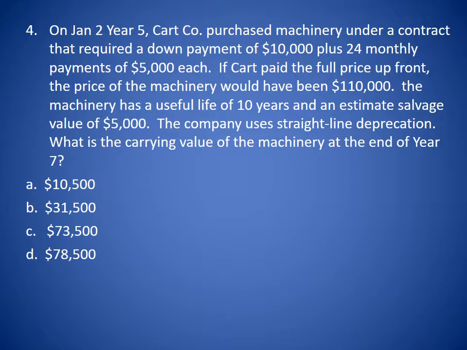Okay, question number 4. It's essentially the same information from the third question, and again, it's a simple calculation, straight line depreciation. But in this case, the question does vary a bit. It says, what is the carrying value of the machinery at the end of year 7? So this is one of those questions, again, with a little twist in it. Go ahead and when you're ready, restart the video so you can review the answer slide.